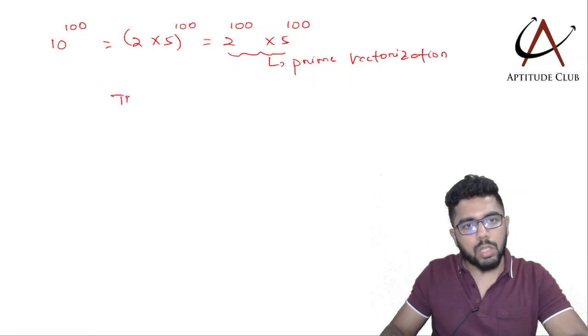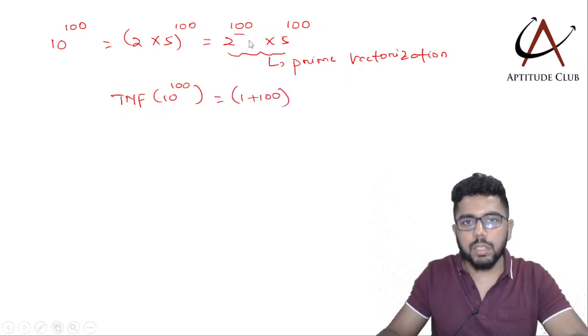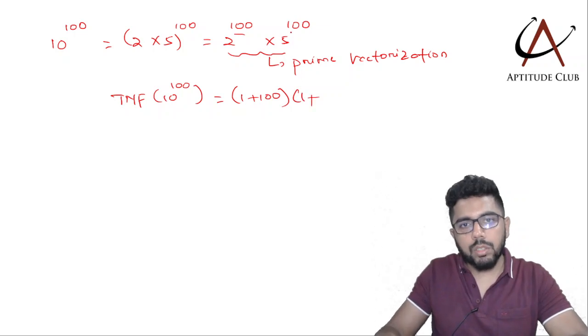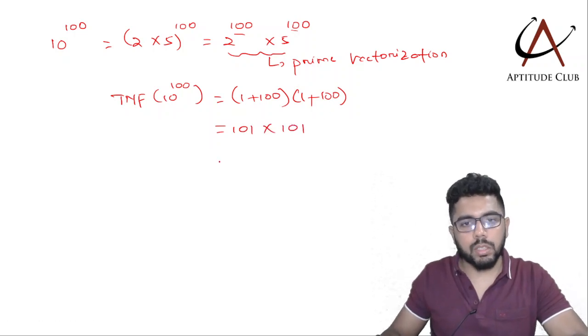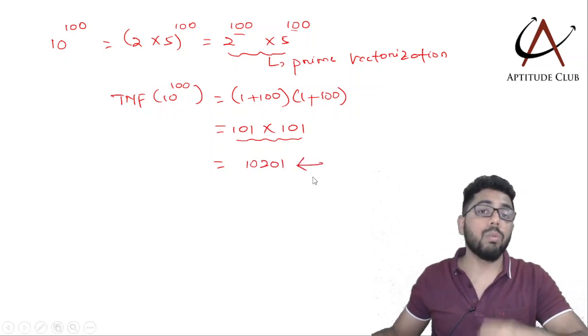So that means the total number of factors of 10 to the power 100 is (1 plus p, here it is 100) into (1 plus q, here it is also 100). So 1 plus 100 into 1 plus 100. Basically it is 101 into 101. So 101 square, so it is 10201. This is the total number of factors.